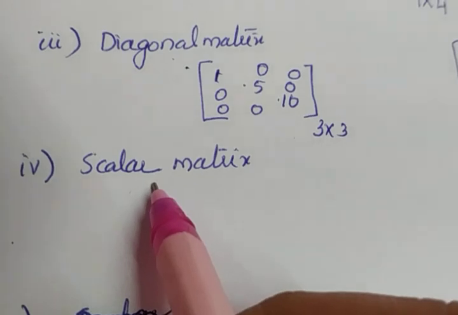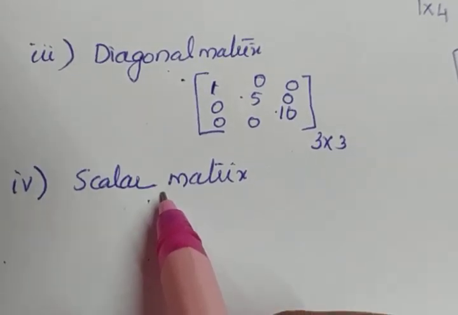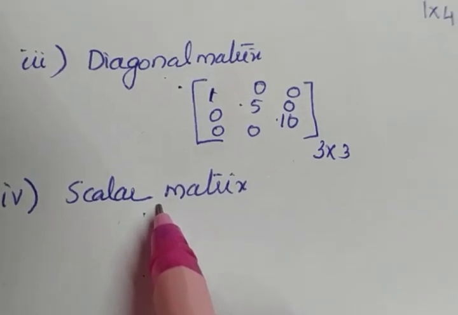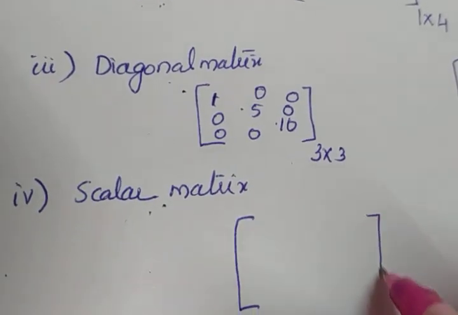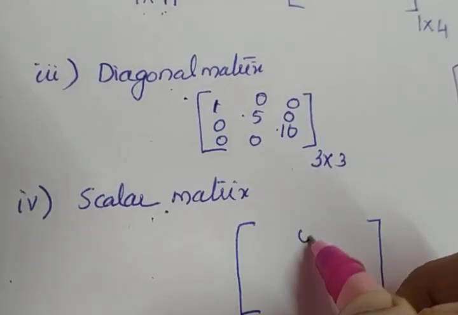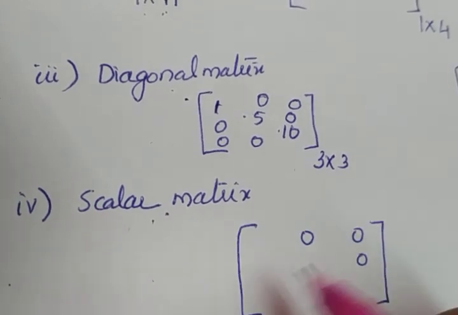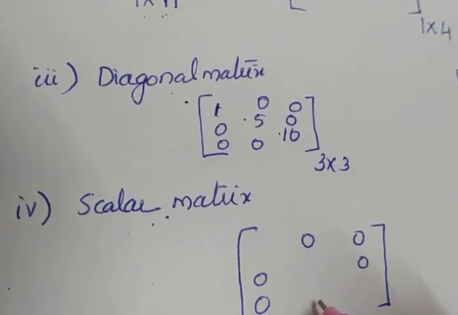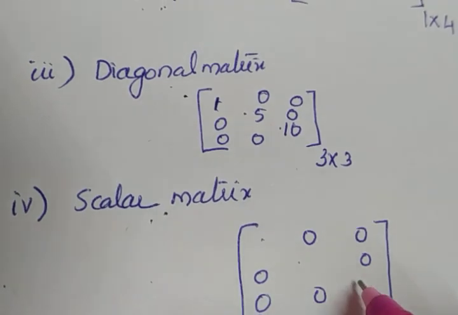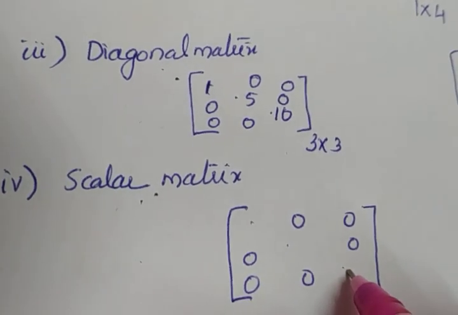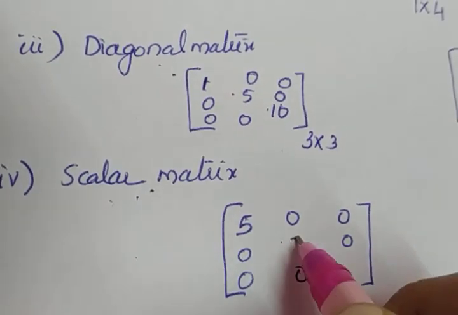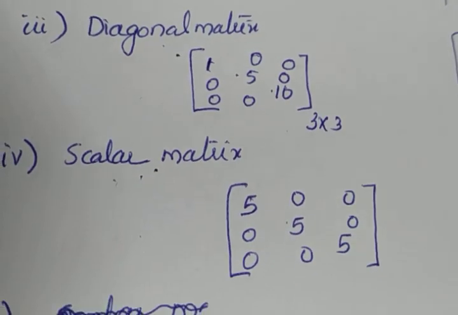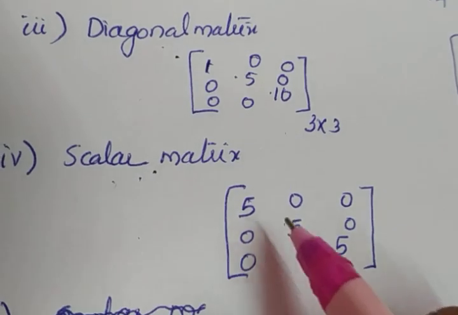The second one is scalar matrix. For a scalar matrix, it must be first a square matrix, then it must be a diagonal matrix. Diagonal matrix means the only non-zero entries are in the diagonals. If I am taking the case of a 3 by 3 matrix, the only non-zero elements are in the diagonals. To be a scalar matrix, if I am taking the first element as 5, all the diagonal elements must be 5.